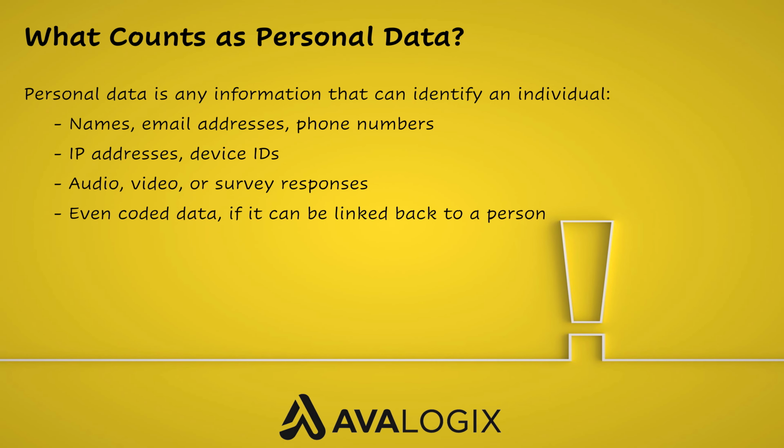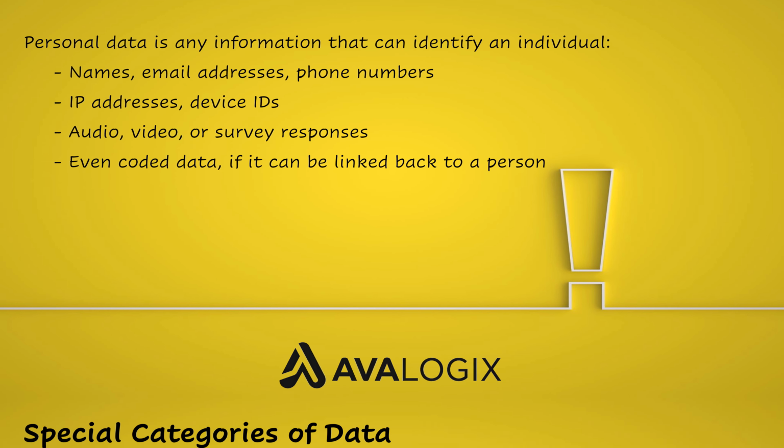Now, what counts as personal data? Personal data refers to any information that can directly or indirectly identify an individual. This includes obvious things like names and email addresses, but also IP addresses, device IDs, voice recordings, or even coded identifiers if they can be linked back to a person. In research, even pseudonymized data is still considered personal under GDPR unless it is irreversibly anonymized.